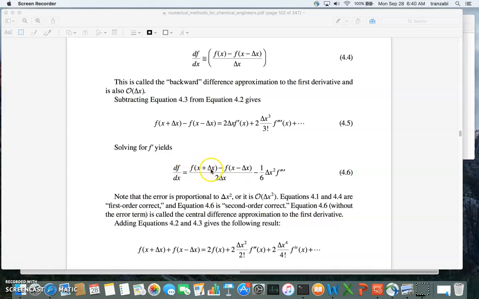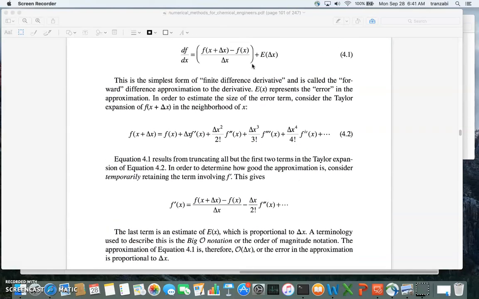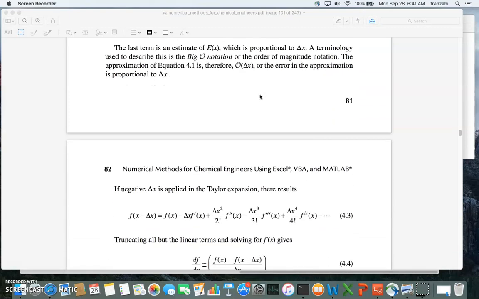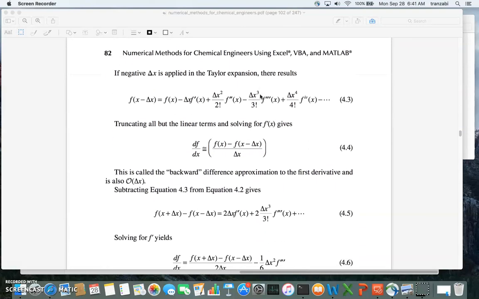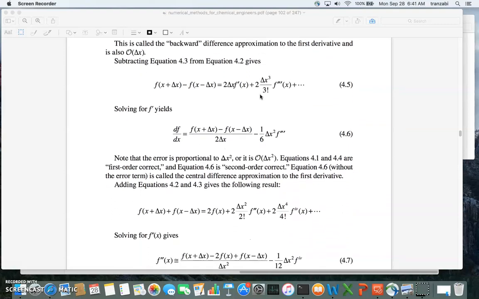Now I'm getting f of x plus del x minus f of x minus del x, divided by 2 del x. Compare it to this one, which is x minus del x, and then compare it to the one we saw before, which was x plus del x minus x. So three definitions so far. There's actually a table later on in this chapter where we can look at three different definitions and compare them more quickly.